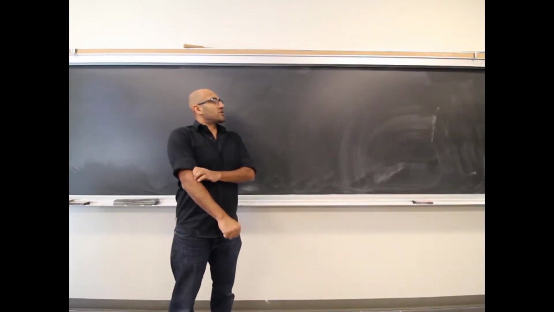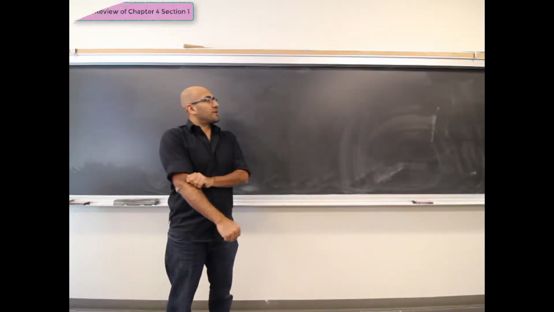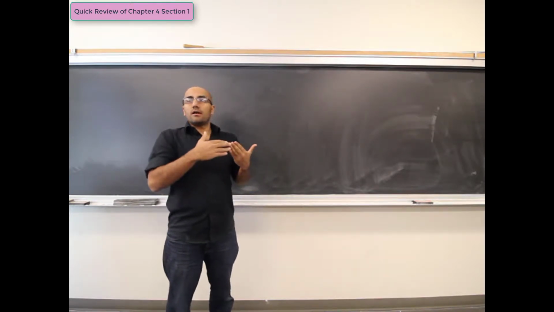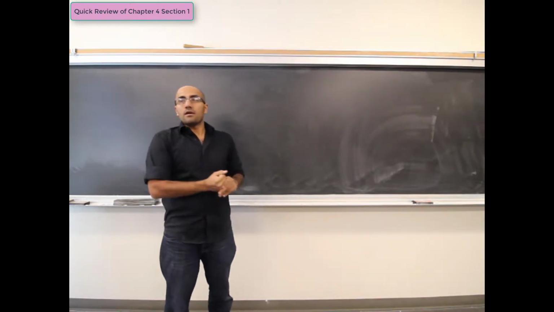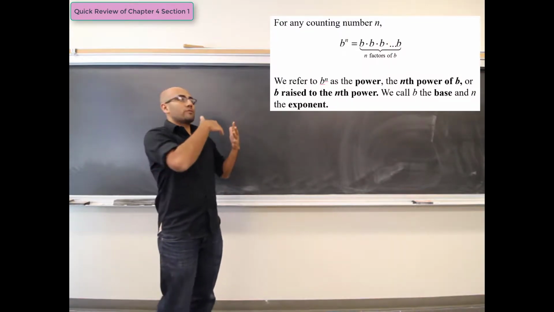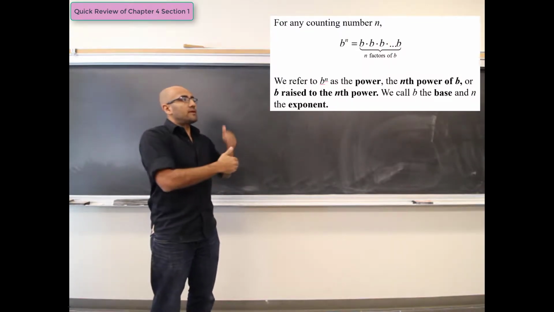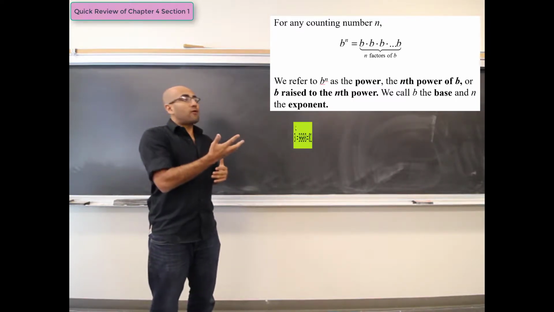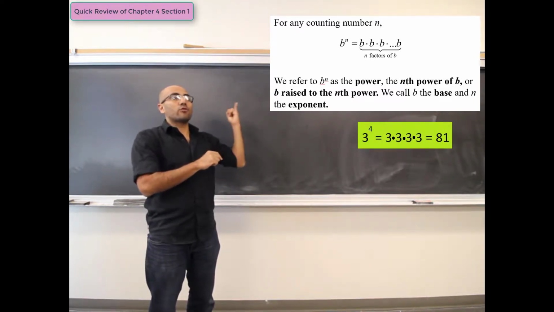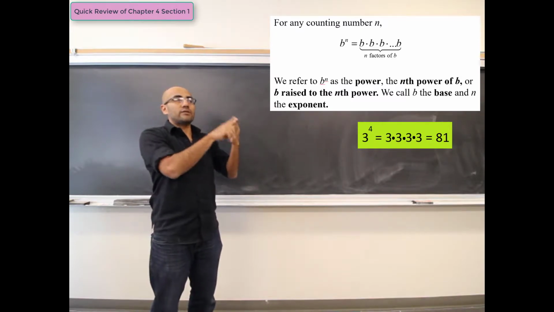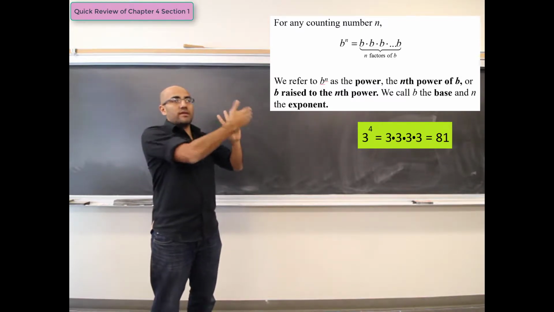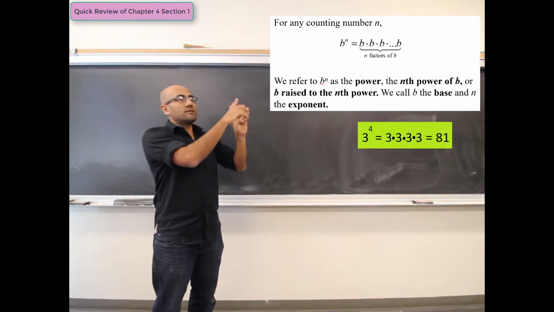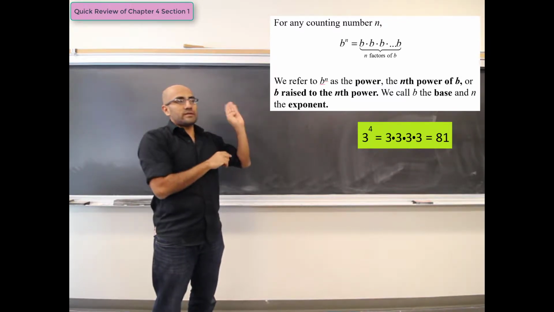Okay, so in the previous section we learned a whole lot of stuff about exponential numbers, right? So first of all, what it is. By definition, b to the power n means that we multiply b times b times b, n number of times, right? So for example, 3 to the 4th power is not 12. 3 to the 4th power is 3 times 3 times 3 times 3, 4 times, to give us 81, right? 3 times 3 is 9, times 3 is 27, times 3 is 81.